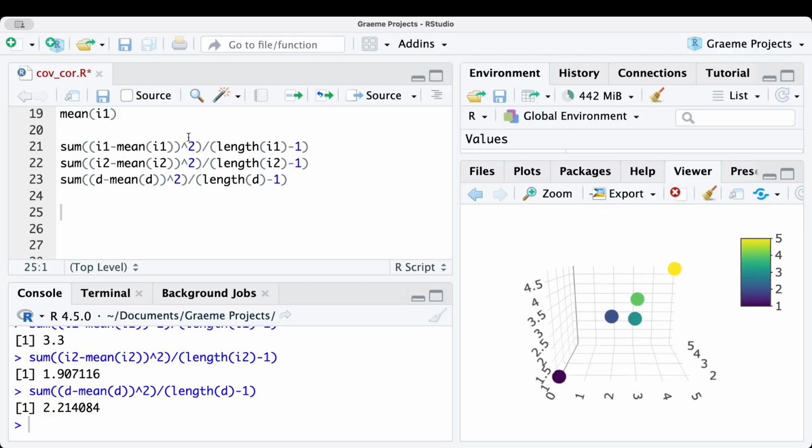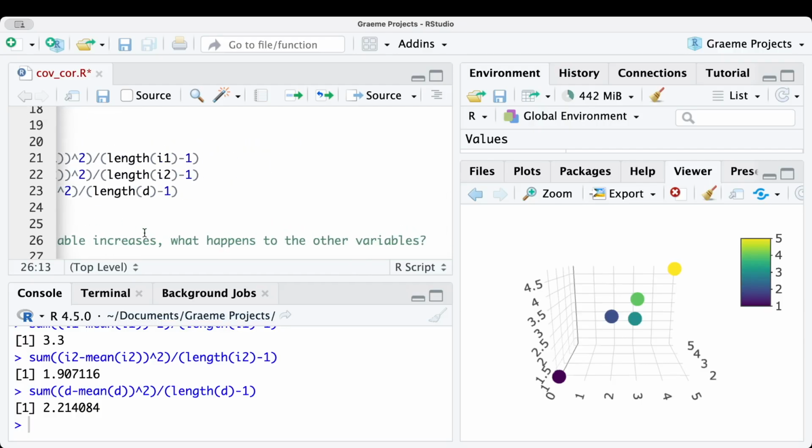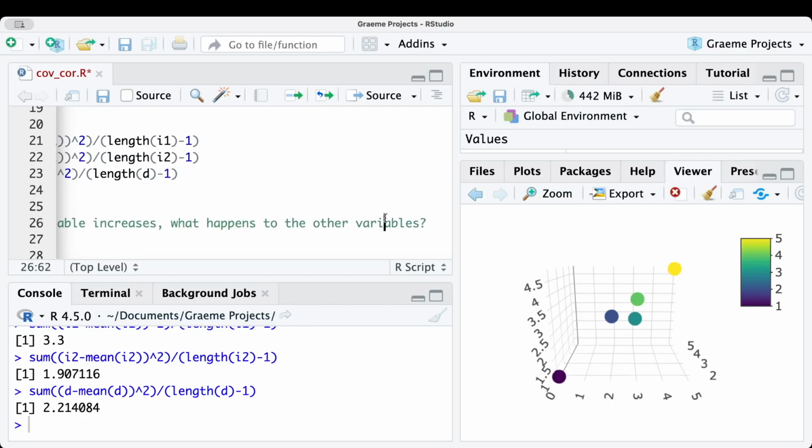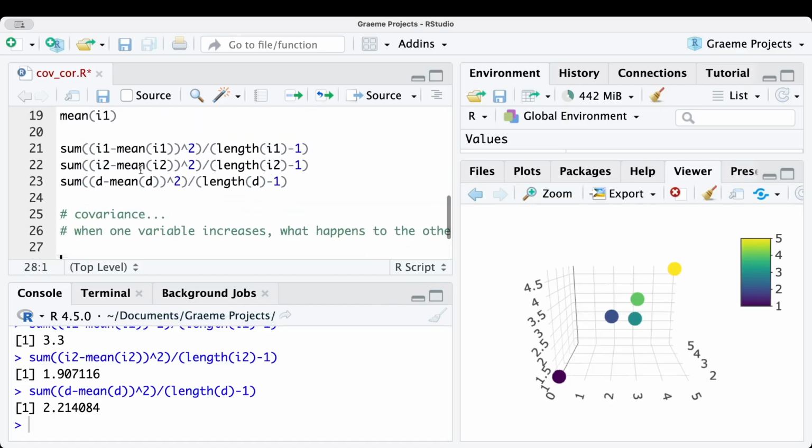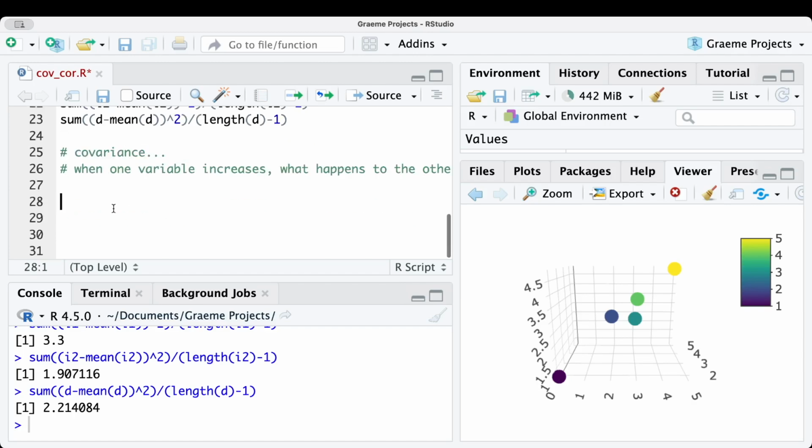This variance doesn't really tell us anything about that. And so that's the whole point of the covariance, right? The covariance answers this question of when one variable increases, what happens to other variables. The covariance is calculated between two different variables, not between many different variables, and it's calculated according to the following formula.